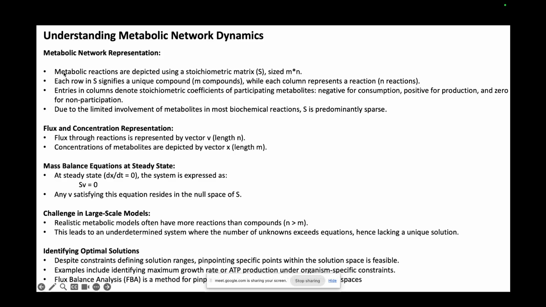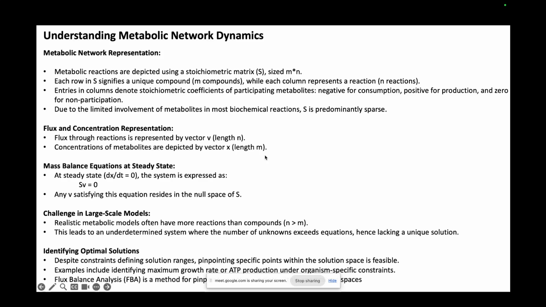So firstly, let's talk about the representation. As we talked about, metabolic reactions are depicted using the stoichiometric matrix S, sized m cross n, and each row denotes a unique compound, which is the metabolite. So as you remember, the row information will give you metabolite information, and the column information is going to be your reaction information. Entries in the column denote the stoichiometric coefficient of participating metabolites, negative for consumption, positive for production, and 0 for non-participation, as we talked about in the previous slides.